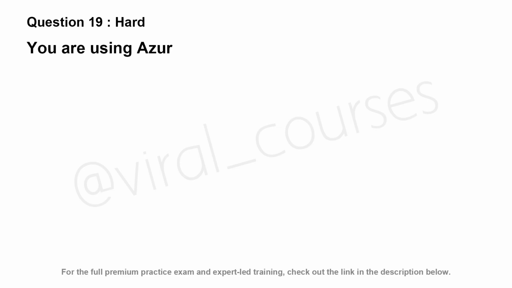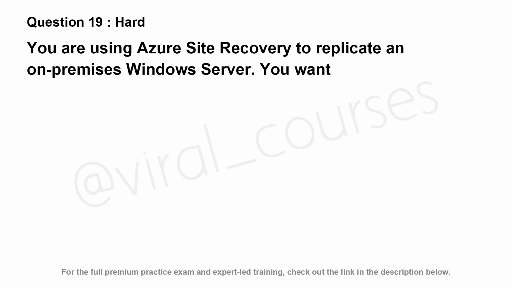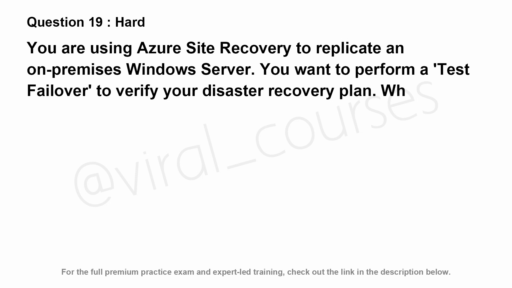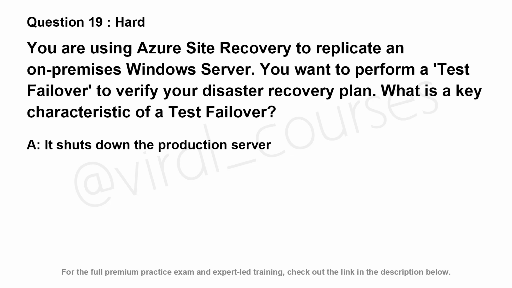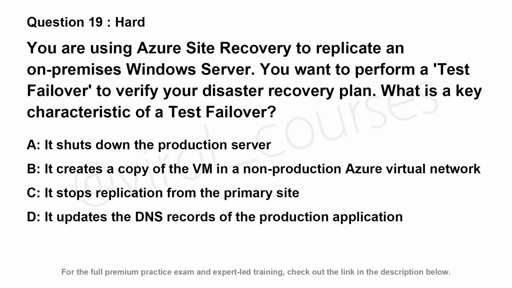You are using Azure Site Recovery to replicate an on-premises Windows server. You want to perform a test failover to verify your disaster recovery plan. What is a key characteristic of a test failover? Option A, it shuts down the production server. Option B, it creates a copy of the VM in a non-production Azure Virtual Network. Option C, it stops replication from the primary site. Option D, it updates the DNS records of the production application.